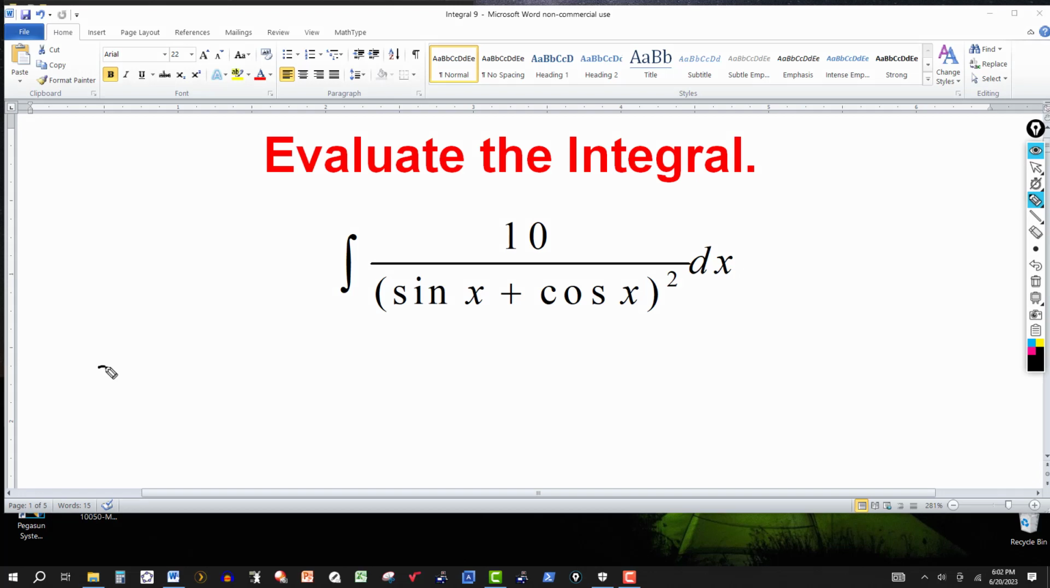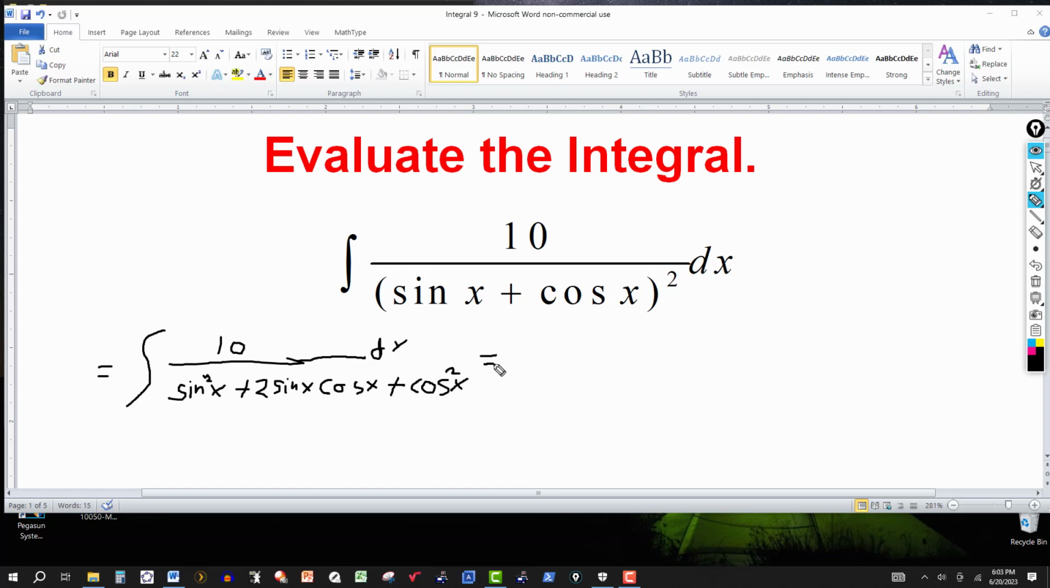Okay, I'm going to start over here, and since we have the denominator squared, we might as well start there and square the denominator. It'll be sine squared, and then it's double the product of sine and cosine. This will be 2 sine x cosine x, and then I've got cosine squared.